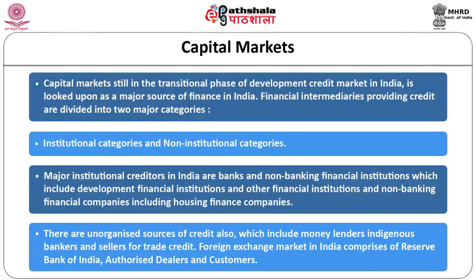Money and capital market. Money market implies short-term funds, whereas capital market is associated with long-term funds. There are three major components of the money and capital market: the suppliers of the loanable funds, the borrowers, and the intermediaries dealing with the lenders as well as borrowers.